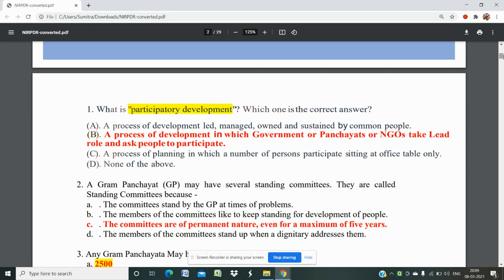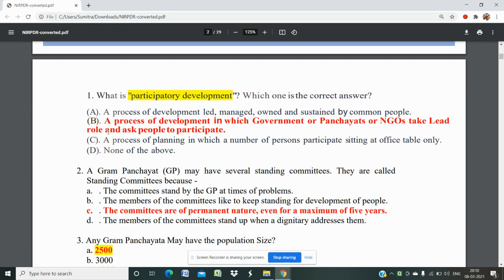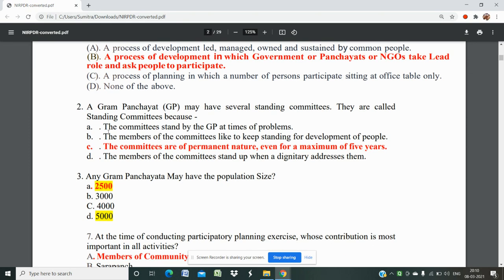The first thing is that participatory development comes from the broader, uniform concept of decentralization of power, which is under the PRI, Panchayati Raj Institution. So option B is correct: the process of development in which government, panchayats, or NGOs like civil society and non-government organizations take the lead role and ask people to participate. They are sensitizing people.